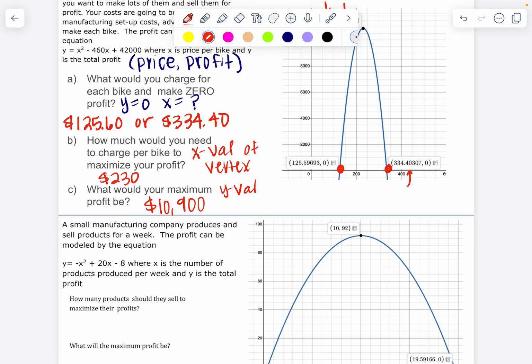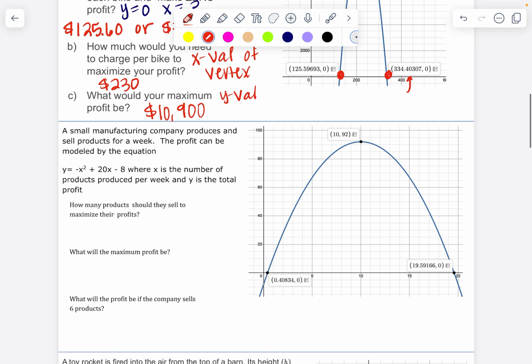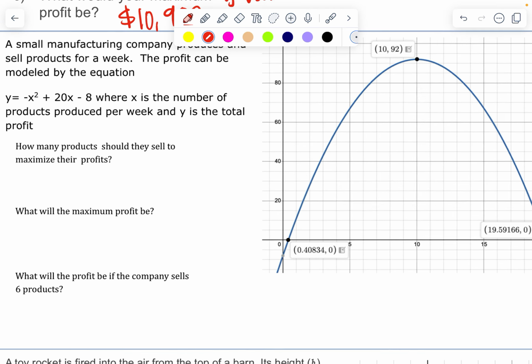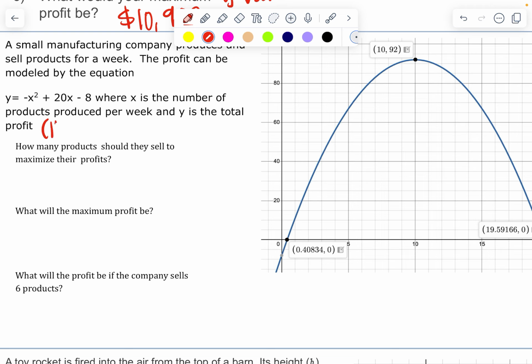Small manufacturing company produces and sells products for a week. The profit can be modeled by that equation, where X is the number of products produced and Y is the total profit. So X is the number of products and Y is the profit.